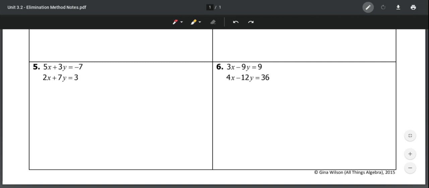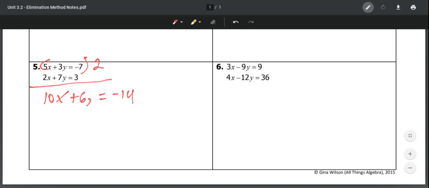Because if you take 5 times 1, that's just 5. And take 2 times 1, that's just 2. But then if you take 5 times 2, that would be 10. So we're going to start off with doing that, because that will get us closer to where we need to be. So let's multiply the top row by 2. That's going to give us 10x plus 6y equal to negative 14.